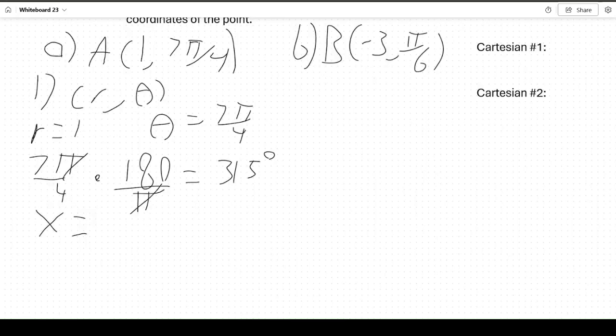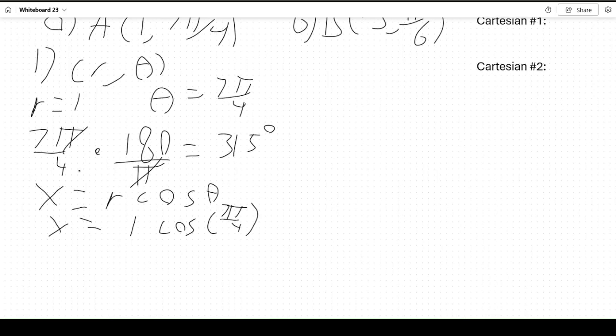Now we're going to use this equation, x equals r cosine theta, because we have our radius of 1, and we got cosine of 7 pi over 4. And we can do this. Cosine of 7 pi over 4 is going to be just square root of 2 over 2. So x equals square root of 2 over 2.